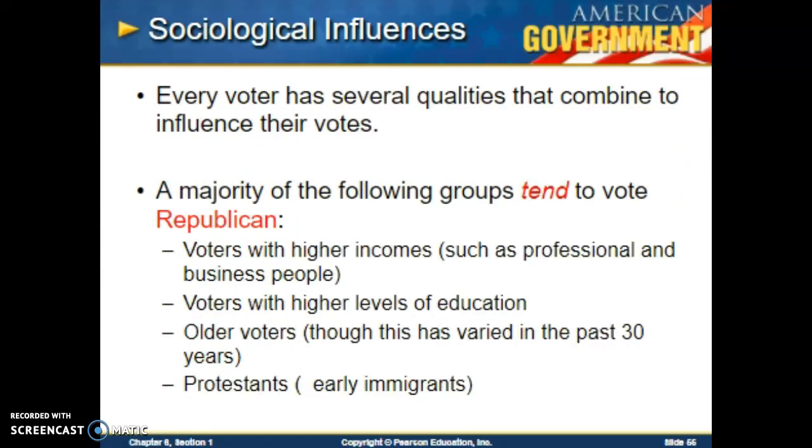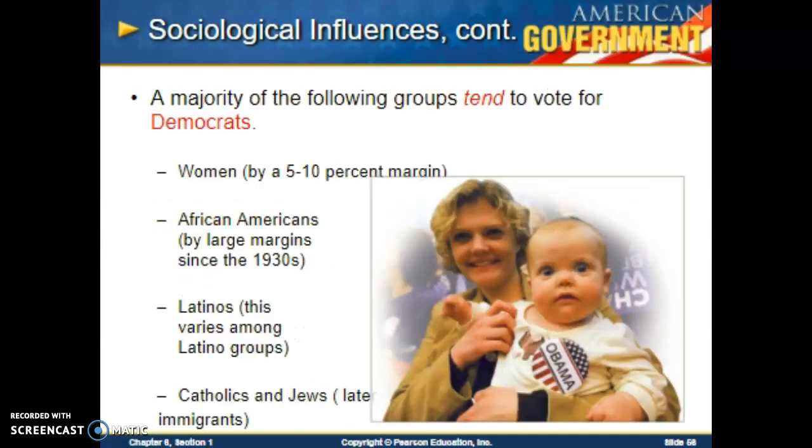Sociological influence. Every voter has several qualities that combine to influence their votes. A majority of the following groups tend to vote Republican: voters with higher incomes, such as professional and business people, voters with higher levels of education, older voters, though this has varied in the past 30 years, and Protestants, or early immigrants. A majority of the following groups tend to vote for Democrats: women, by a 5 to 10% margin, African Americans, Latinos, Catholics, and Jews. Also, people who tend to vote for Democrats have lower income, less education, and they're younger.